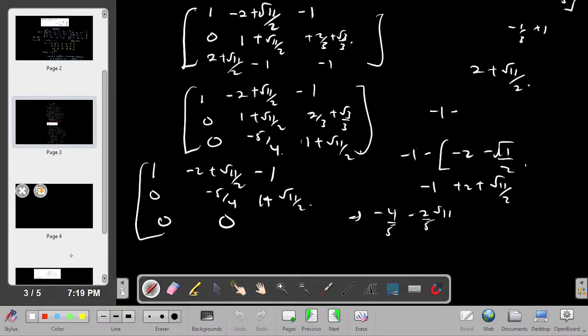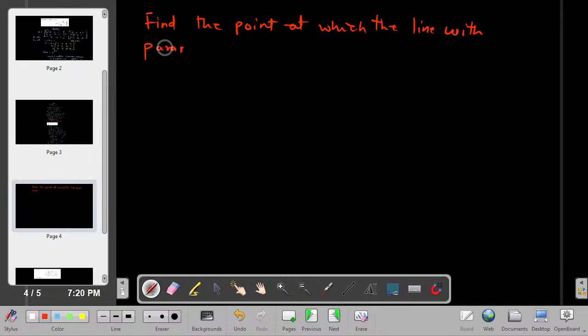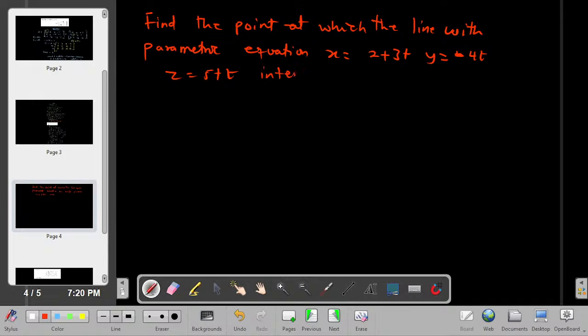Okay, let's take some interesting problems here. So find the point at which the line with parametric equation x is equal to 2 plus 3t, y is equal to negative 4t, then z is equal to 5 plus t intersects the plane 4x plus 5y minus 2z is equal to 18.